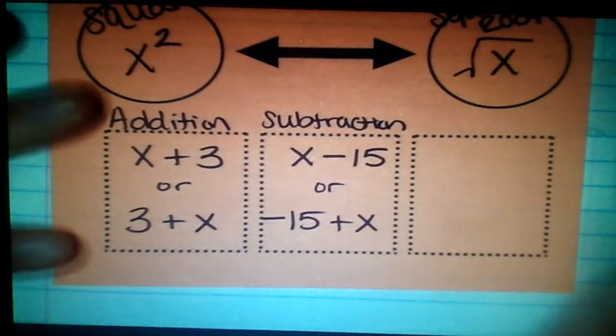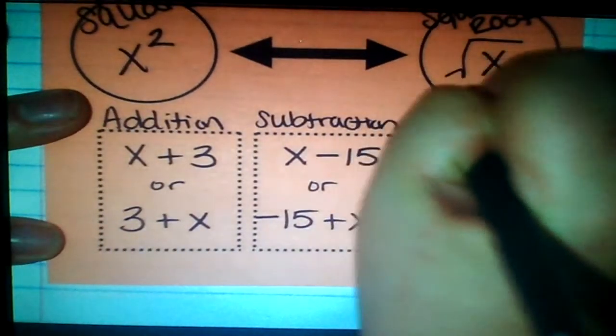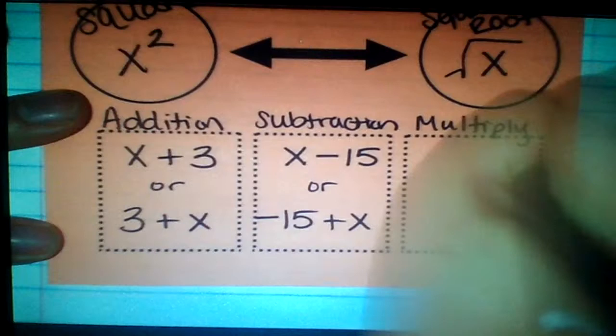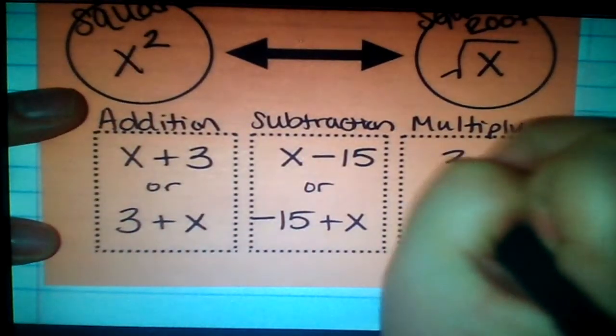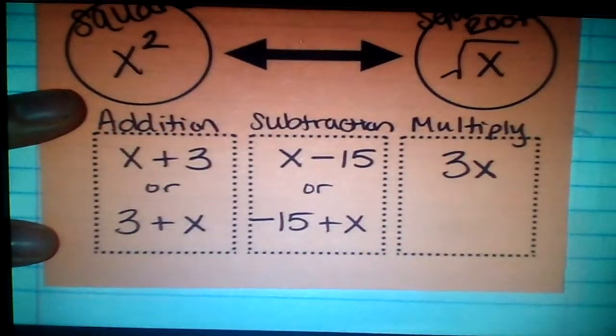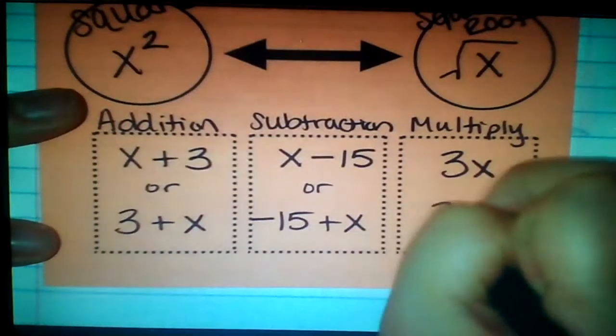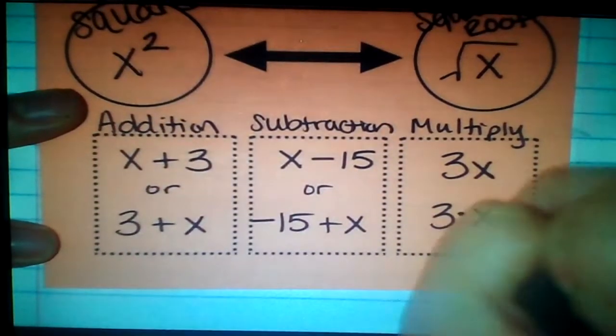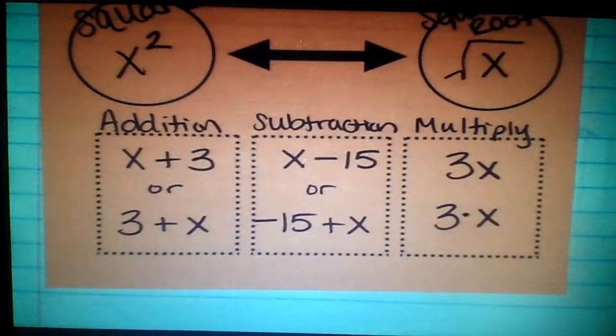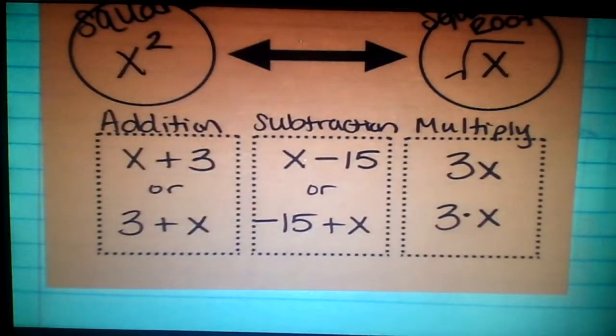The last one, multiply. You're going to see 3x. This means that you have 3 times x. They just don't write the dot. You need to understand that. And to undo that, we would have to divide.